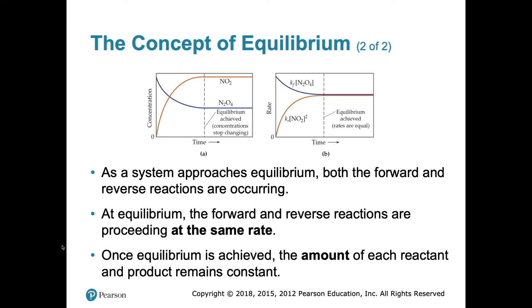So just remember, as a system approaches equilibrium, both forward and reverse reactions are occurring, okay? The forward reaction here, the reverse reaction there, they're going towards each other, right? At equilibrium, the forward and reverse reactions proceed at the same rate, which is this point right here. And once equilibrium is achieved, the amount of each reactant and the amount of each product remains constant, right? Here's the concentration of both reactant and product, and it remains constant after equilibrium. Okay, it's basically everything I said on the first slide.